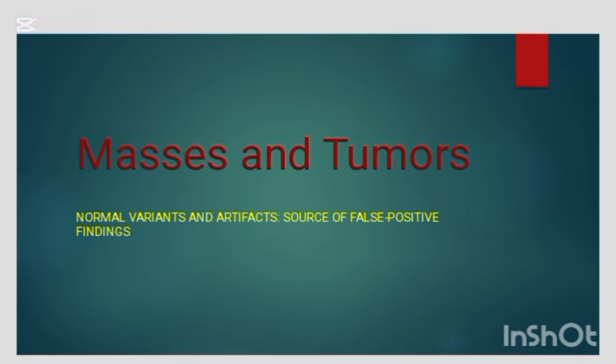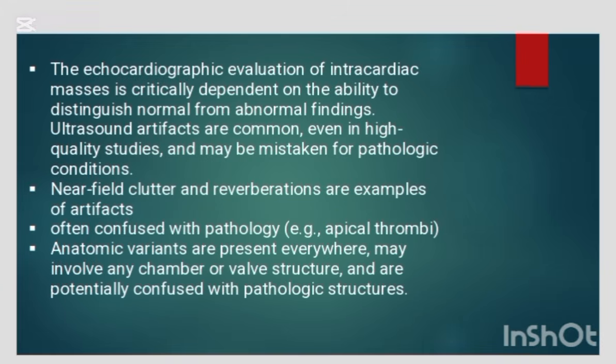Today our topic is masses and tumors, normal variants and artifact sources of false positive findings. The echocardiographic evaluation of intracardiac masses is critically dependent on the ability to distinguish normal from abnormal findings. Ultrasound artifacts are common even in high quality studies and may be mistaken for pathological conditions. Near field clutter and reverberation are examples of artifacts often confused with pathology like apical thrombi.